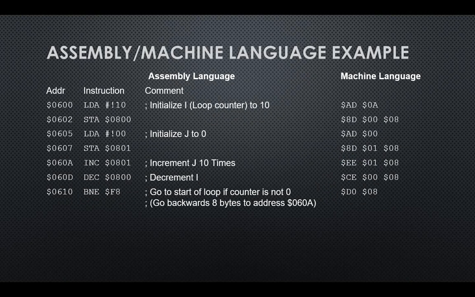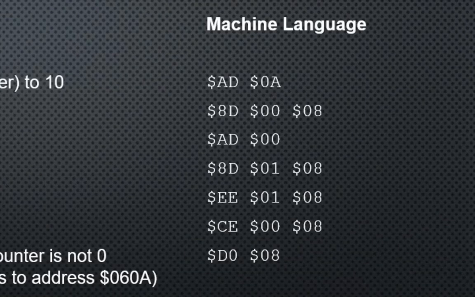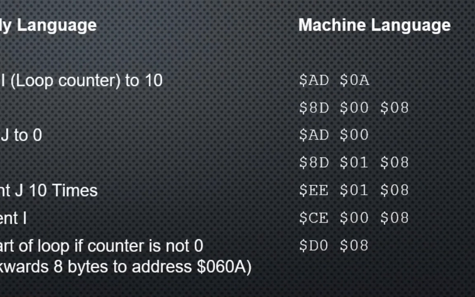So here's an example of assembly language and machine language. You can see on the far right-hand side the machine language representation of this very short snippet of code. The $ sign before each one of the numbers just represents the number in hexadecimal. So you can see the number AD followed by 0A. The AD is the instruction, and the 0A is a parameter passed to that instruction.